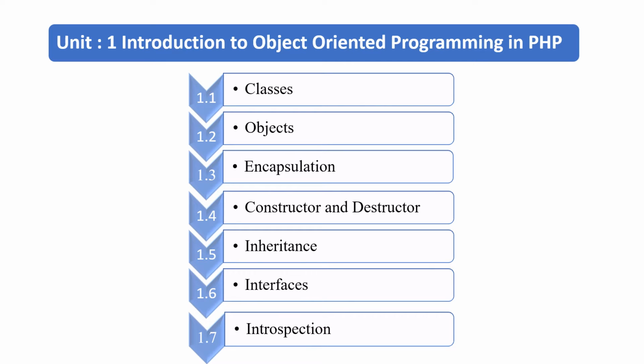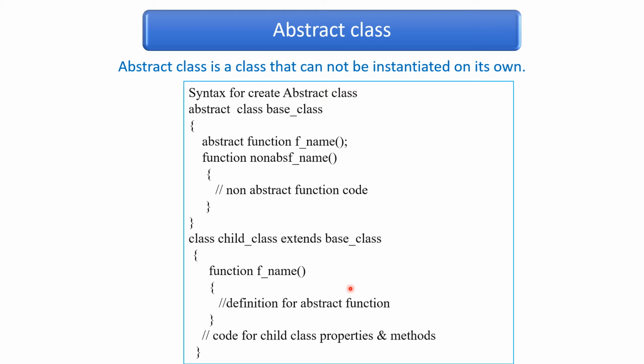Today we first learn about abstract class. An abstract class is a class that cannot be instantiated on its own. You cannot create a new object for it.